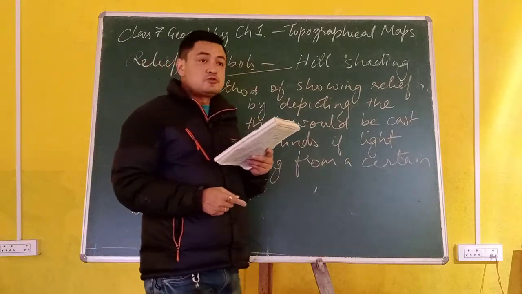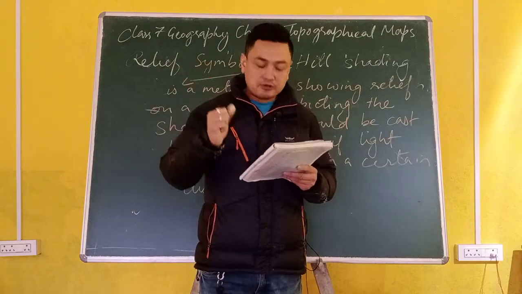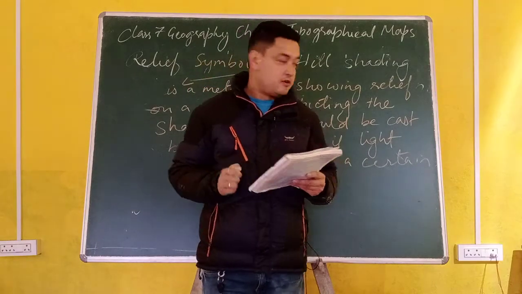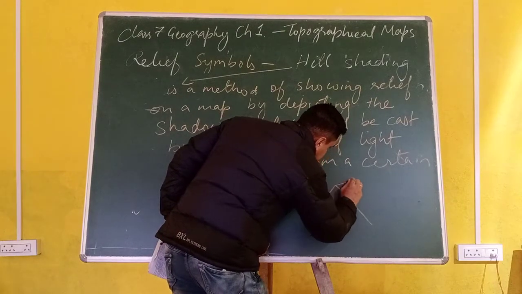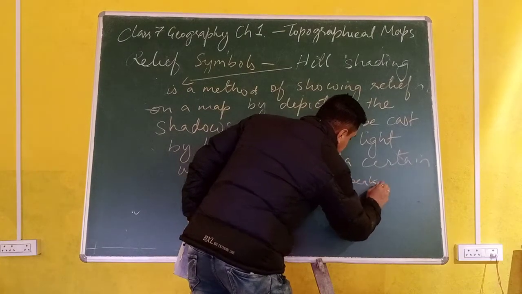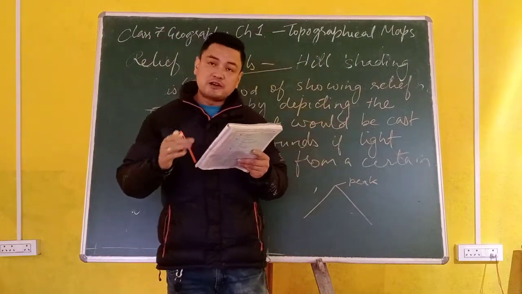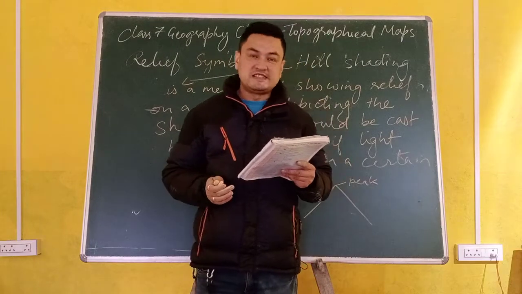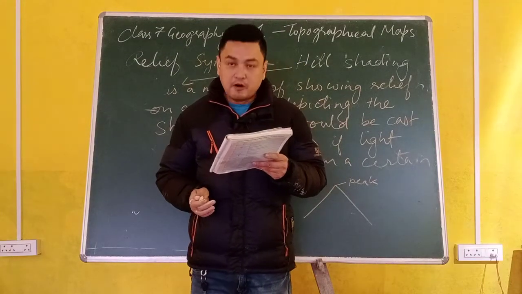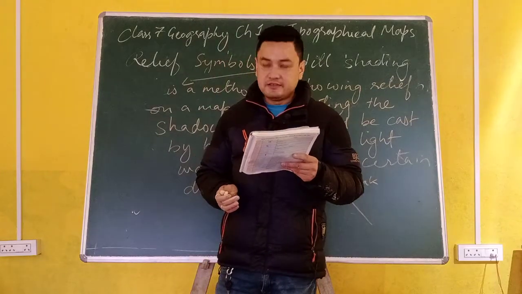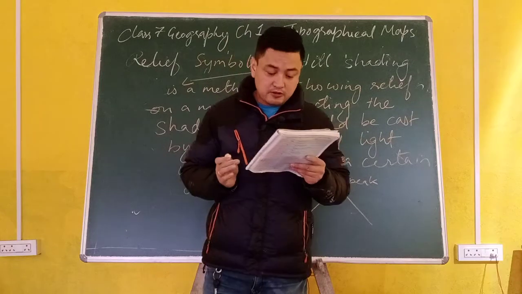Hill shading is used to show the difference in heights of mountains and peaks. Now what is a mountain? You can see this is a mountain. What is a peak? The tip of the mountain is called a peak. The height of the mountain is measured from the sea level, the base level for measuring height and depth. I'll come to that also.